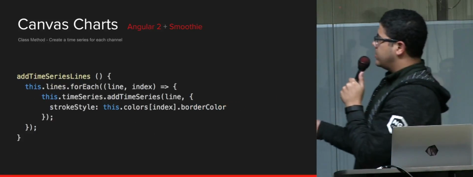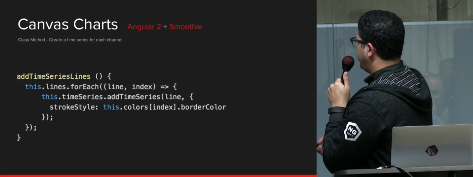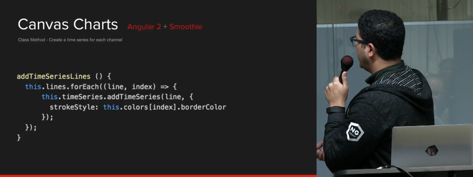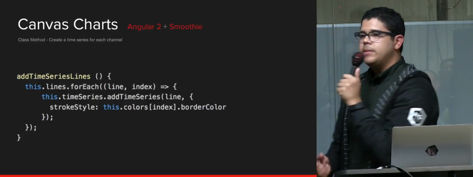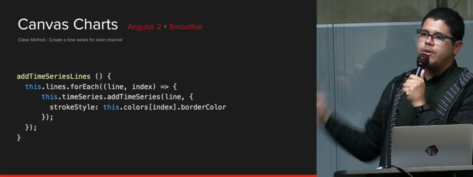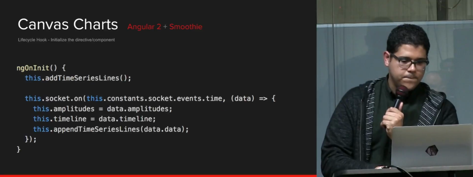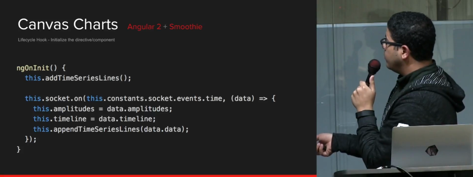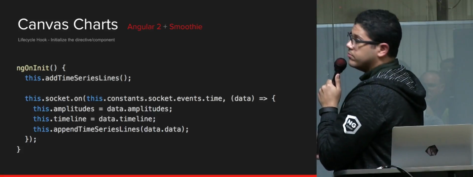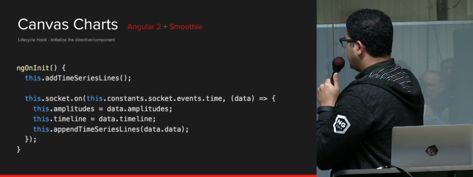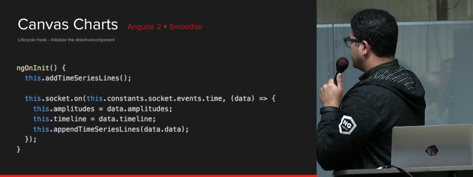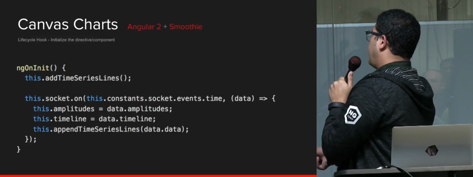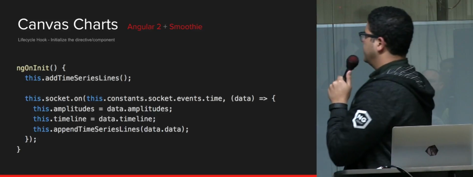For each one of those channels, so 8 times, this is going to add a line with the stroke color that I'm specifying. So this is basically initializing each line in the library, nothing else, right? And then we're listening to our socket events, and whenever we get an event from sockets, in this case node, we take that data object and we update our amplitudes with the data amplitudes. We update our timeline with our data timeline. And we append this to the chart, to the smoothie.